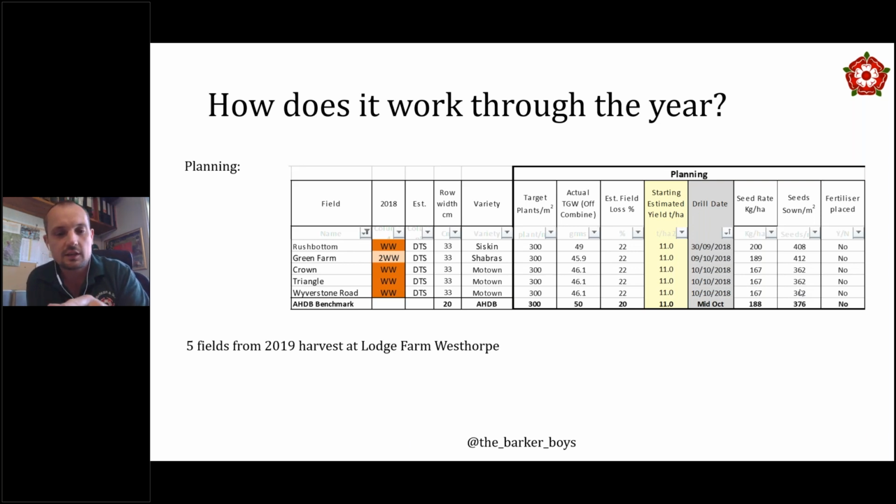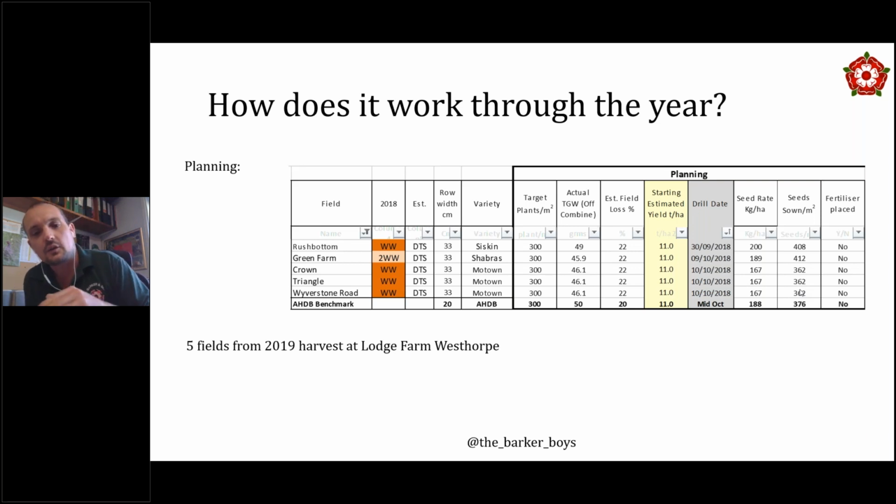Estimated field loss, this is from previous seasons. Over the last sort of 3 years before this, I had been looking at establishment losses for each drill. Obviously, I'm using 3 different drills, and they all have different losses at establishment. My DTS over the last 3 years in similar conditions was finding a 22% loss at establishment, whereas my DD was having, I think it was 18, and the combination was having about 20.